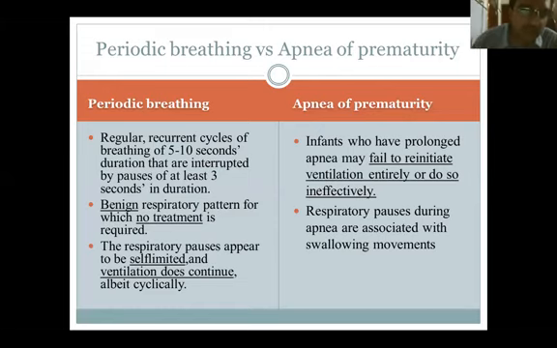Small during the NICU stay, this also has to be documented, whether it's periodic breathing or apnea of prematurity. Most important, periodic breathing is regular recurrent cycles of breathing of 5 to 10 seconds duration that is interrupted by pauses of at least 3 seconds in duration. It's a benign respiratory pattern which requires no treatment. This is the main difference between periodic breathing and apnea of prematurity.